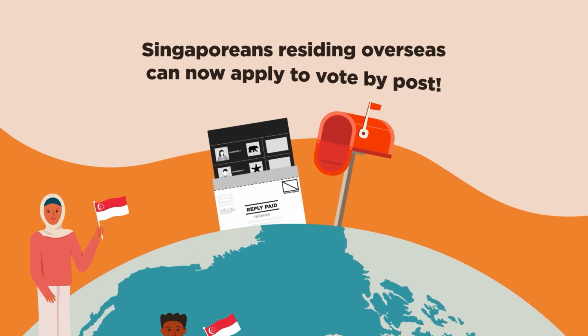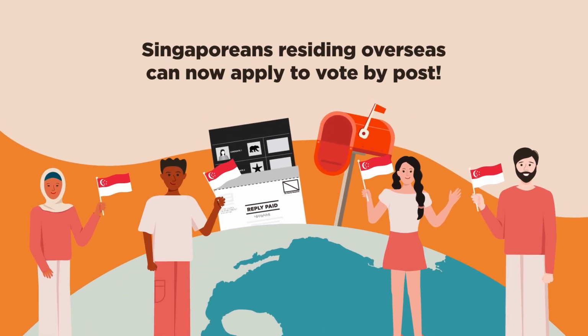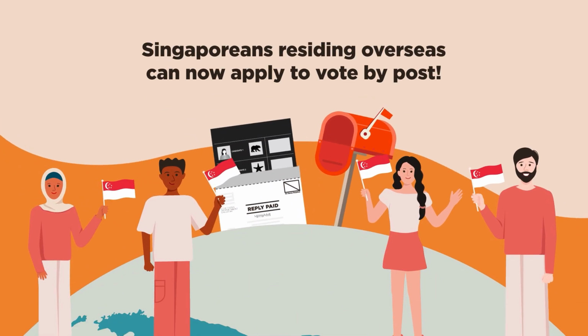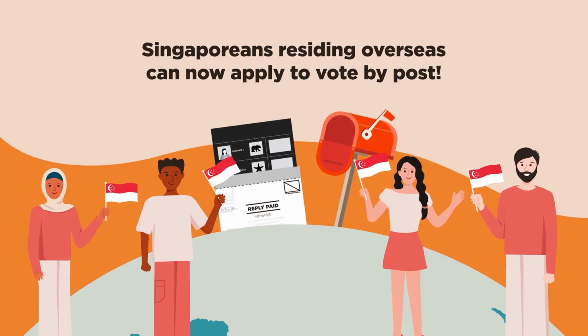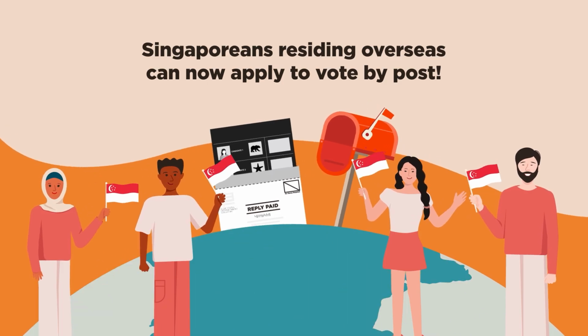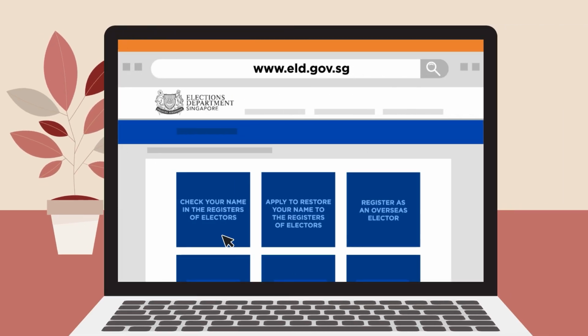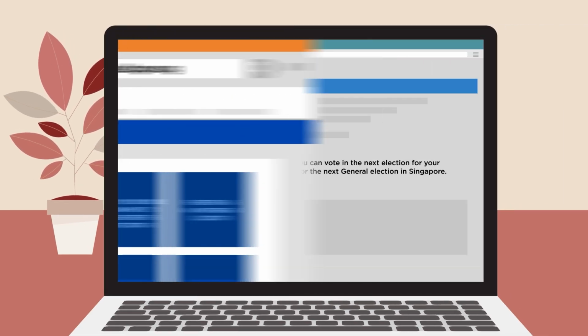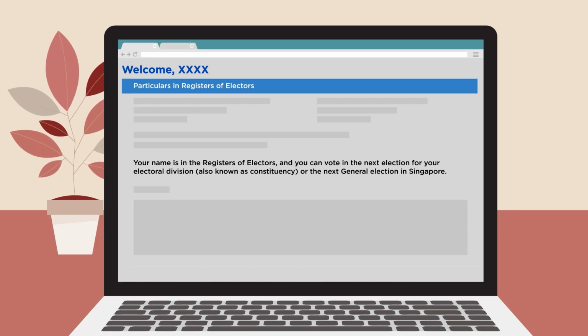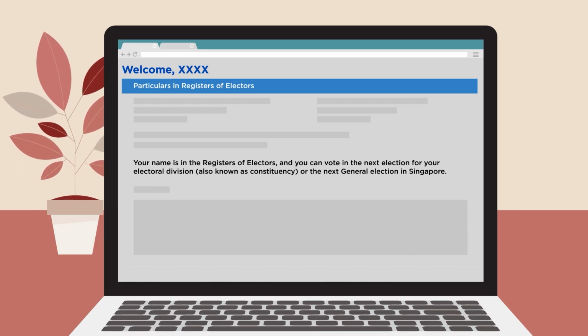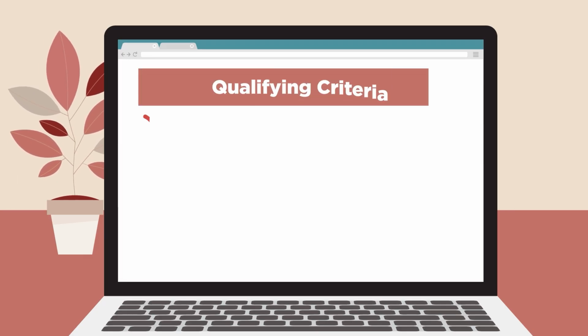At the next general election, eligible overseas Singaporeans may apply to vote by post. This provides a convenient way for Singaporeans residing overseas to vote. You can check your voting eligibility via ELD's voter services using SingPass. Your name must be in the registers of electors.